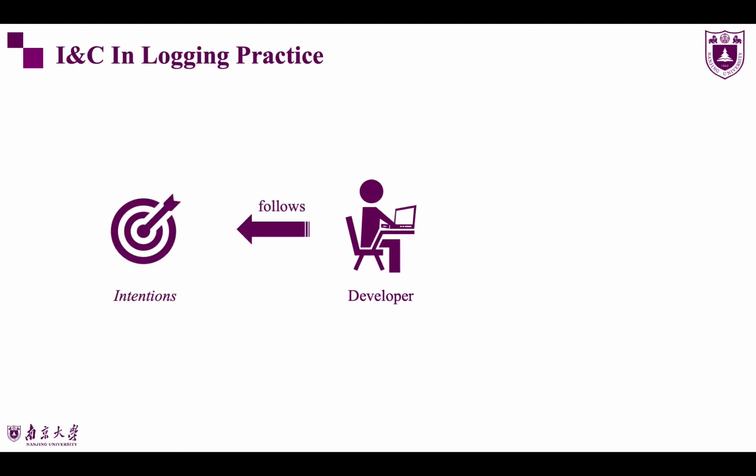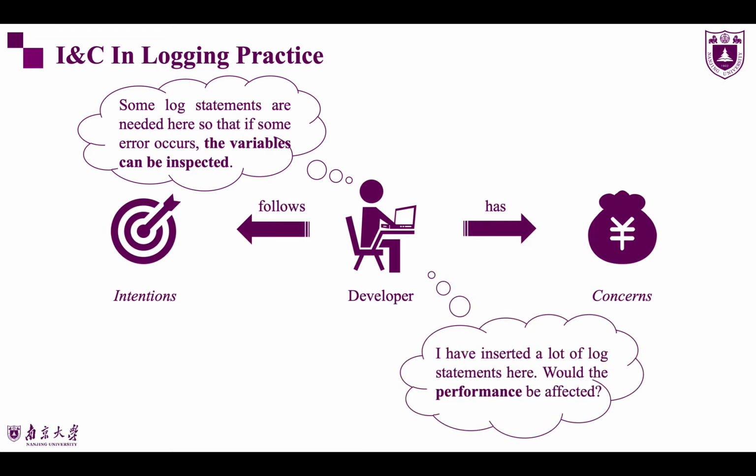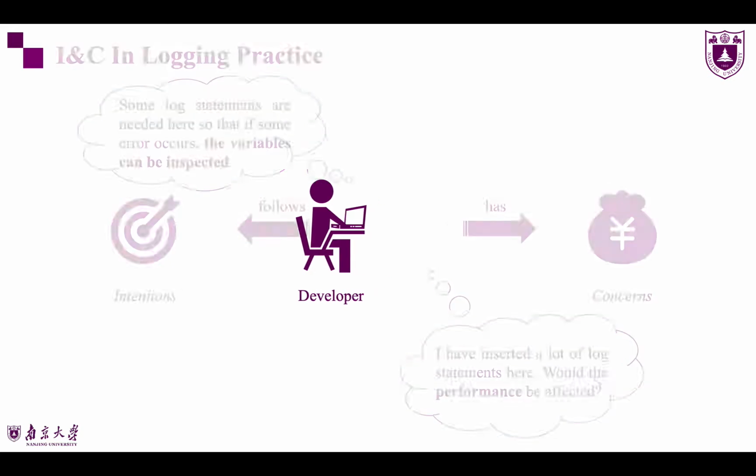The I is intentions. Developers write log statements following certain intentions, such as to capture a performance anomaly or plain errors. And the C refers to concerns, since logging carries certain costs such as performance decline and security risks. Sometimes developers would be cautious about logging practice. With the awareness of I&C, we can better understand logging practice and further improve it.